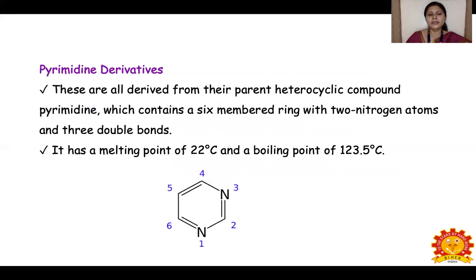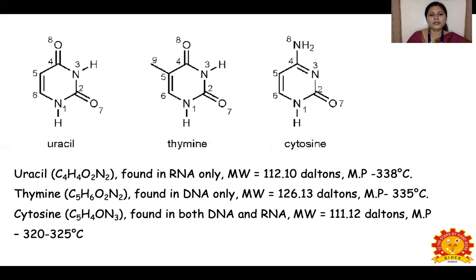So pyrimidine derivatives are all derived from their parent heterocyclic compound pyrimidine, which contains a 6-member ring with 2 nitrogen atoms and 3 double bonds. This is the basic structure, and the numbering starts from the bottom end, on the right hand side: 1, 2, 3, 4, 5, 6. The melting point of pyrimidine is generally around 22 degrees centigrade, and the boiling point is around 120.5 degrees centigrade. So this is the structure of uracil, thymine and cytosine.